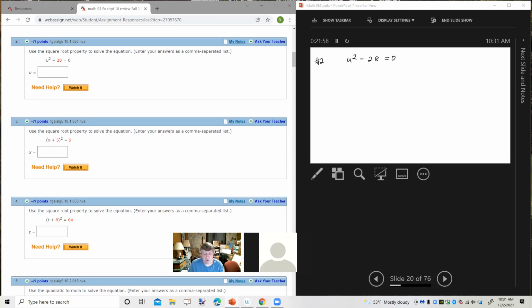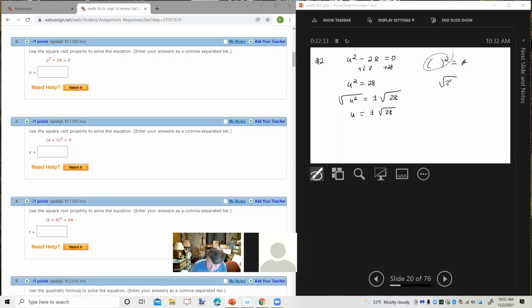We have u squared minus 28 equals 0. To use the square root property, we need to get the equation in a certain form. We have a perfect square equal to some number, and the perfect square contains the variable. So we'll add 28 to both sides of the equation. So we have u squared equals 28. Then we take the square root of both sides, but on the constant side, we do a plus or minus. So now we get u equals plus or minus the square root of 28.